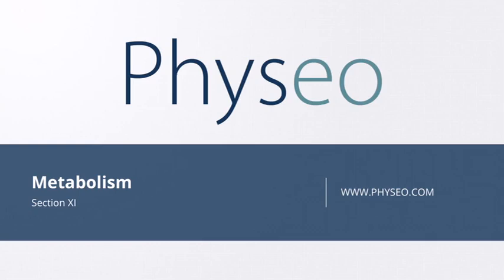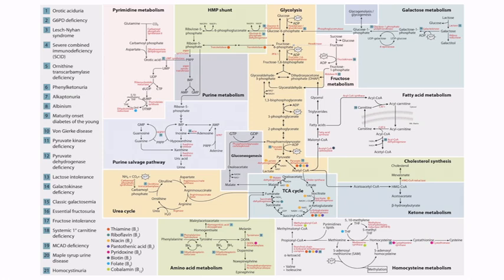Welcome to section 11 of metabolism. In this section, we'll be discussing fat metabolism. Let's get started. This is the metabolic map provided in section 1 of metabolism. In this video, we're focusing on fatty acid metabolism, both the synthesis of and breakdown of fatty acids.